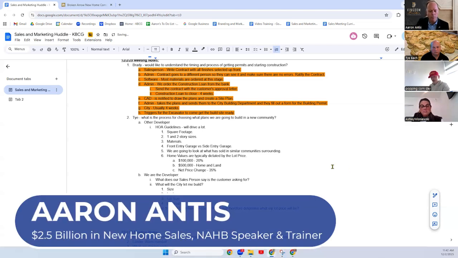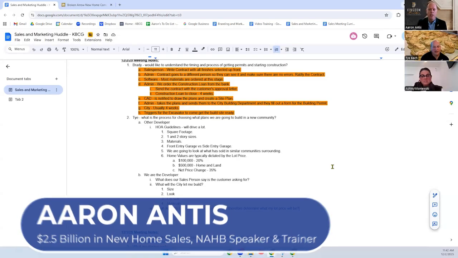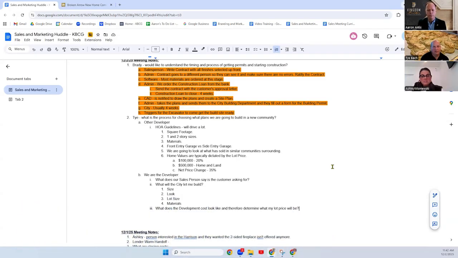And it's like, what does the development cost look like, and therefore determine what my lot price is going to be? So some of that's still the same as with another developer. You're still not going to build crazy houses on little lots or vice versa. Well, let me give you an example.